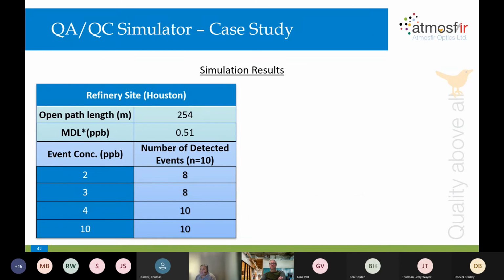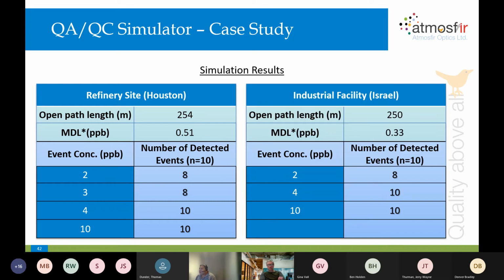In Houston, we injected 2 ppb, 3 ppb, and 4 ppb, 10 events each time. For 2 and 3 ppb, we could identify 80% of the events. Above 4 ppb, we could identify 100% of the events. And we did the same experiment in Israel. Again, at 2 ppb, 8 out of 10. But when we went to 4, we could detect all of the benzene events.